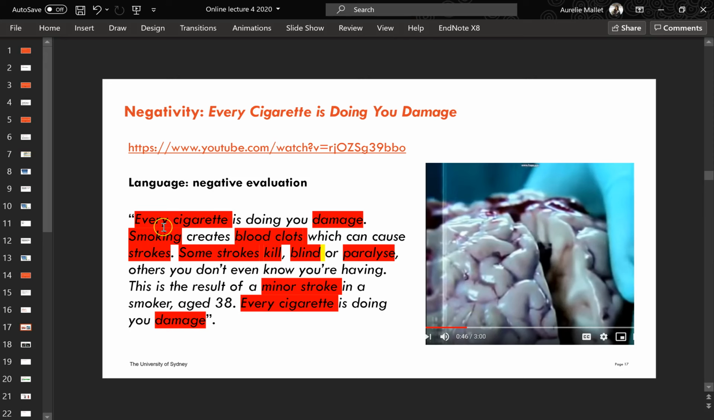So I have highlighted all the negative evaluations here in red. Those of you who've done appraisal would know that this is looking at attitudes. But essentially, as you can see, there's lots of things highlighted red, so there's a lot of negative evaluations. Cigarette is negative, damage is negative, smoking is negative, blood clots are negative, strokes are negative, kill, blind, paralyzed, negative, stroke again, cigarette again, damage again. So there's a lot of negative language being used here.